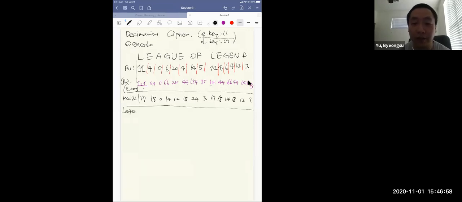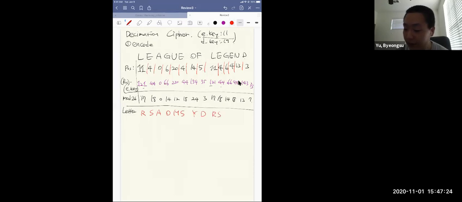Then again, using your table, you can conclude that it is R S A 14 O 12 M 8 S 24 Y 3 D and 17 R S O S and 7 H. Let's say O N S Y D R S O S and H.